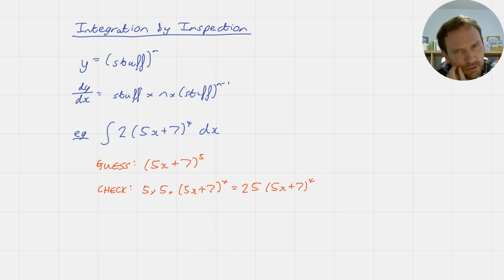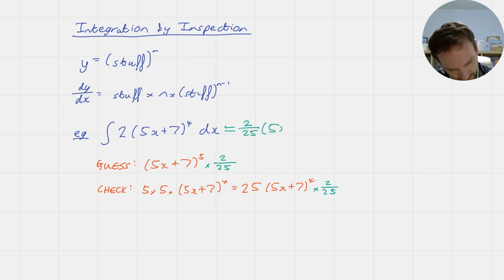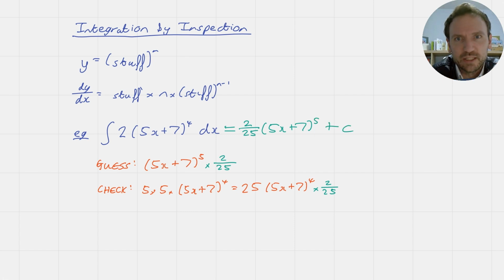Well, how does that suggest we could change our guess? What we can do, and there's a fairly simple solution here, if we want 2 and we've got 25, we know we want to multiply what we end up with by 2 over 25. So we can just do that to our guess. Let's multiply our guess by 2 over 25. And this tells us that our actual answer here is just going to be 2 25ths of 5x plus 7 to the 5. And then we shouldn't forget our plus c because we don't have any limits. We've got our constant of integration there.